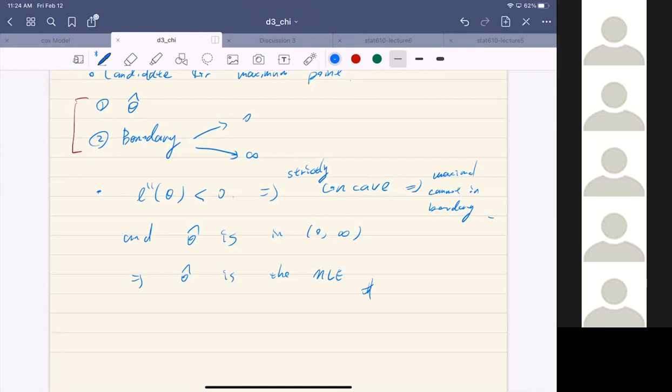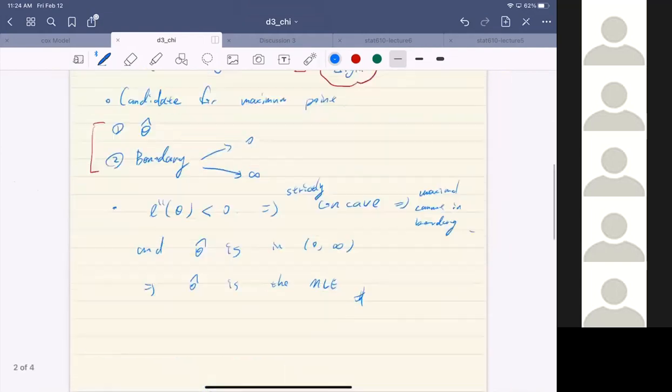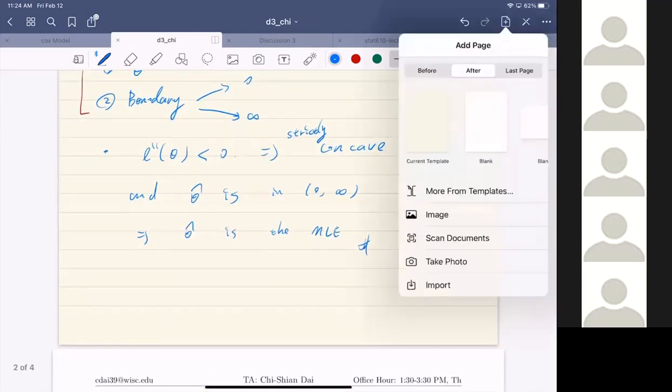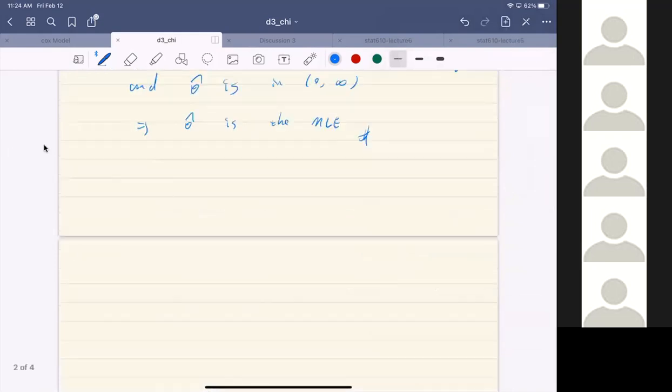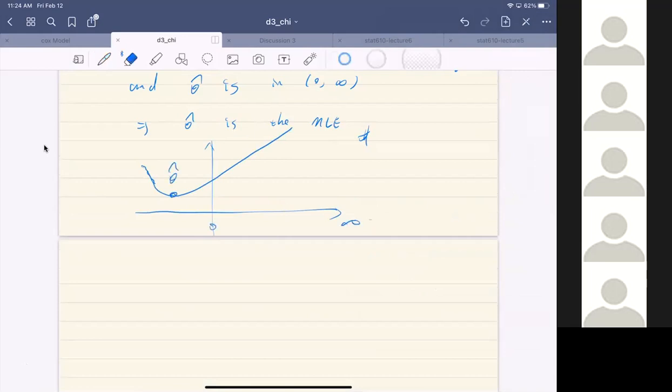Yeah, Albert, you are right. So we restrict to 0 to infinity. If the maximizer is out of the boundary, then maybe we look at this. In this case, the maximizer may be 0. Yeah, thank you guys.